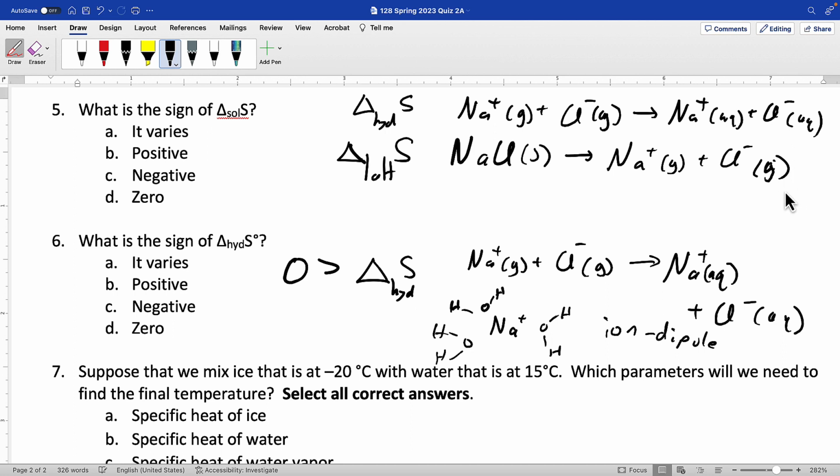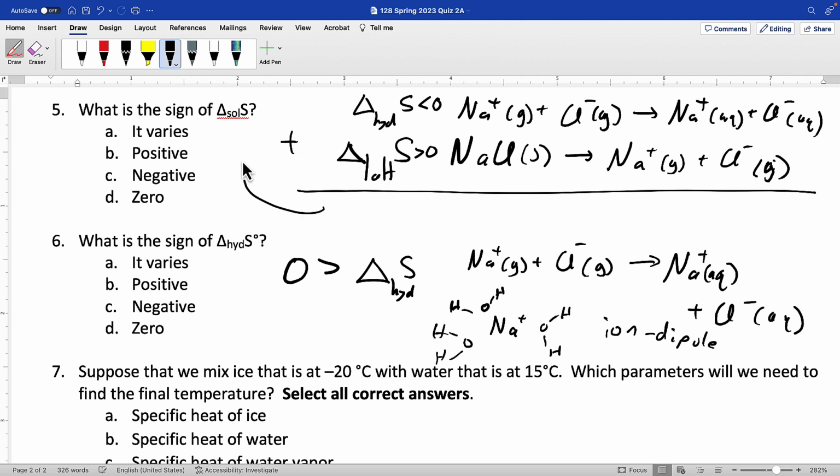So clearly here, you're getting more mobility and some more microstates. So we expect this to be a positive number. So here, this one is a negative number, as we explained below. This one's a positive number. So if we add those two things up, it's going to be the entropy change of solution, right? Because you can see that the gas phase portion is going to cancel out.